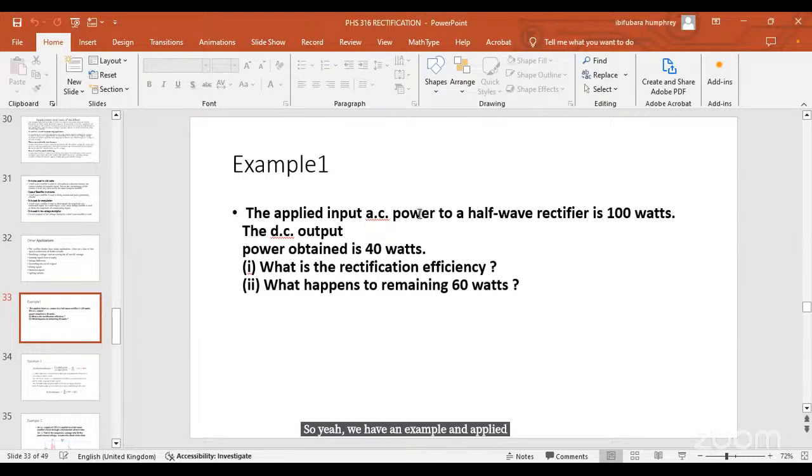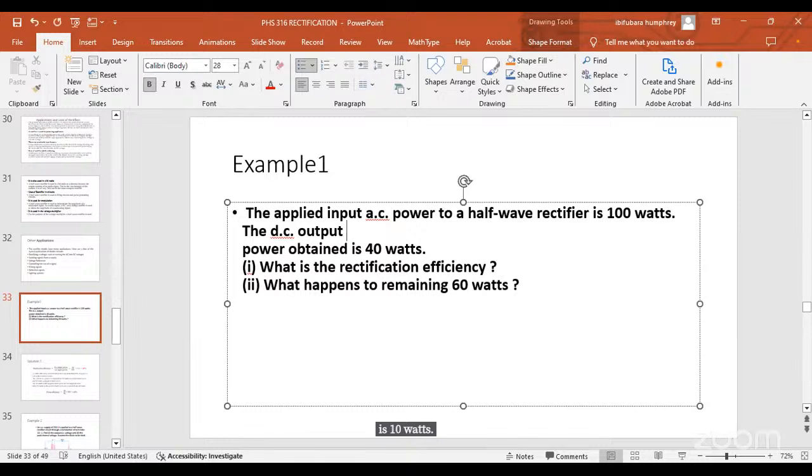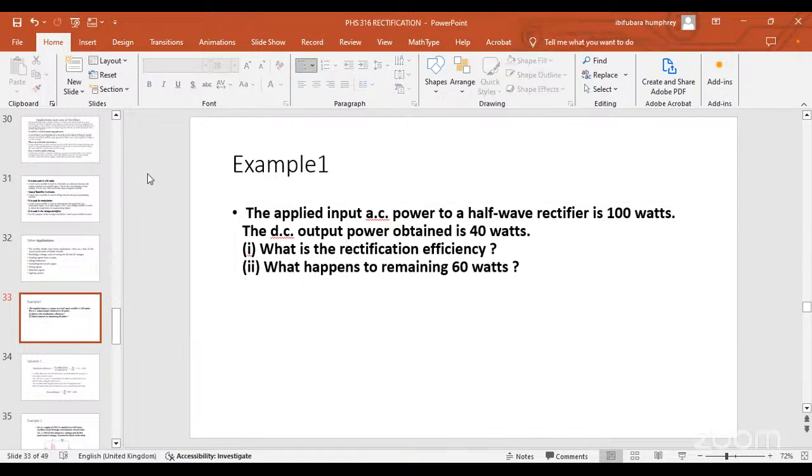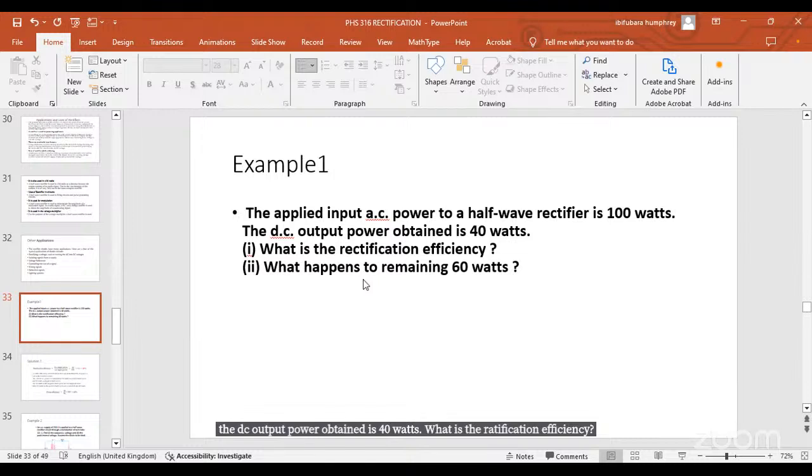So here we have an example. The applied input AC power to a half-wave rectifier is 100 watts. The DC output power obtained is 40 watts. What is the rectification efficiency? What happens to the remaining 60 watts?